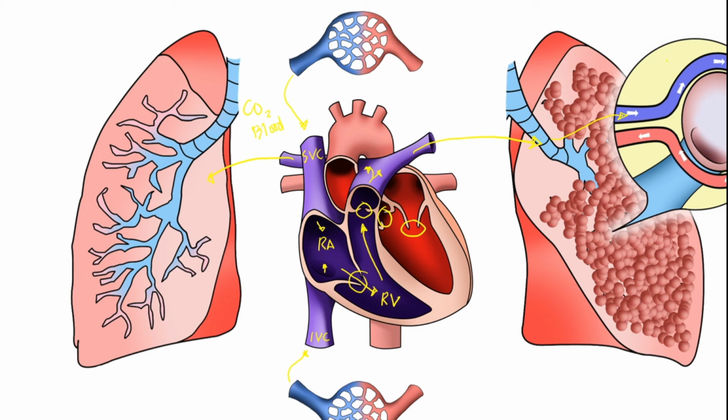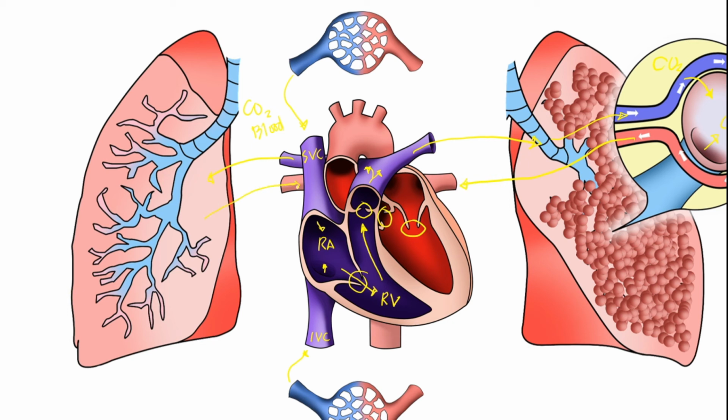Between the capillaries and the alveolus, a gas exchange occurs, wherein carbon dioxide is unloaded from the stream of the deoxygenated blood into the alveolus, while oxygen from here is loaded into the capillaries, making the blood oxygenated. By this time, blood is already rich in oxygen. This oxygenated blood will return to the heart through these pulmonary veins.